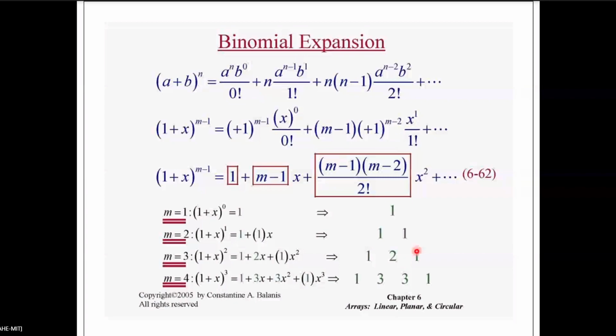1 and 1. M equal to 3: 1, 2x plus 1, so 1, 2 and 1. M equal to 4: 1 plus x to the power of 3, which is 1 plus 3x plus 3x squared plus x cubed. So 1, 3, 3, 1. Have you got it? M is the number of elements in the array.